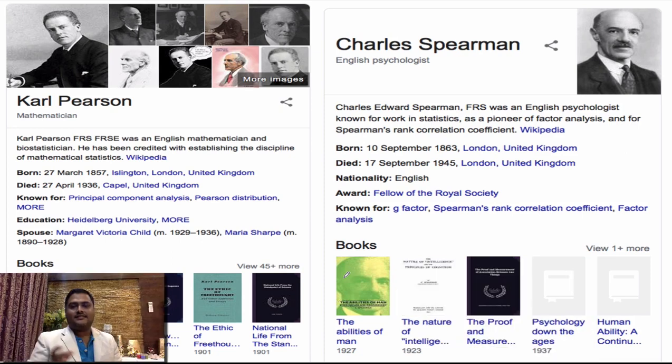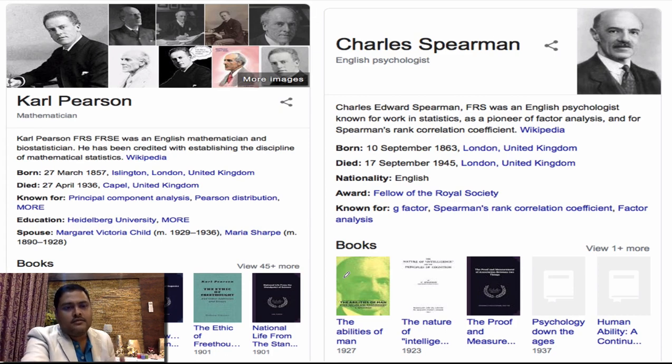Before we move ahead, let's see for a moment who were Karl Pearson and Charles Spearman, who invented these formulas and gave a path-breaking idea to measure the relationship. Karl Pearson was an English mathematician and biostatistician. He has been credited with establishing the discipline of mathematical statistics. You can refer to Wikipedia for that. He was born in 1857 and died in 1936 in the UK.